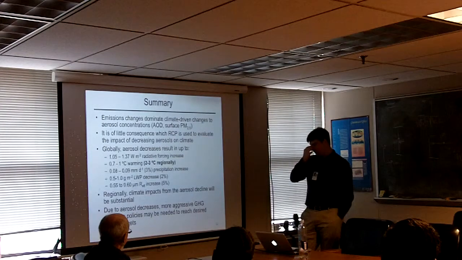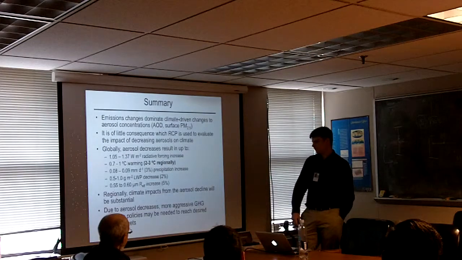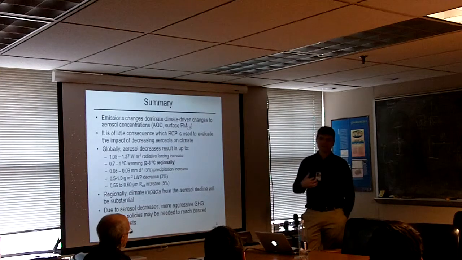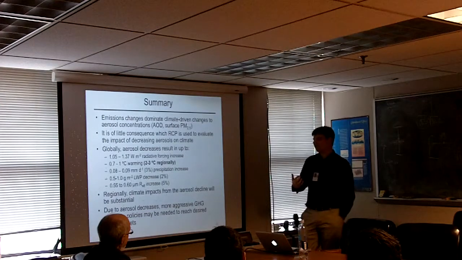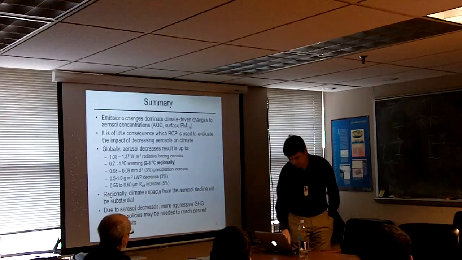And then a policy point is that due to the aerosol decreases, more aggressive greenhouse gas mitigation policies may be necessary to reach desired climate targets. Especially for certain regions, if you want to talk about avoiding a certain threshold of warming, there has to be a discussion of targeting the right sources of air pollution so as to avoid the unmasking of this warming that I've been talking about. And so that's it, and thanks for listening.